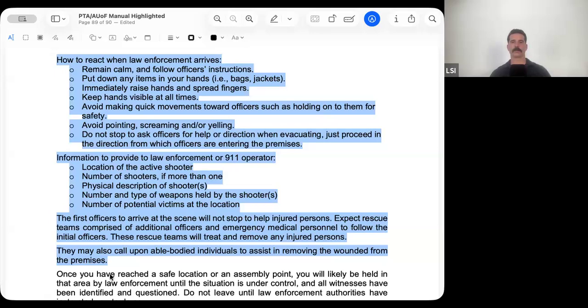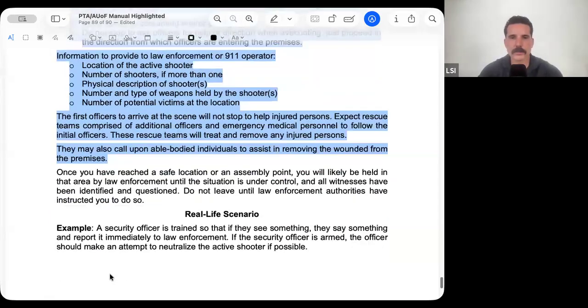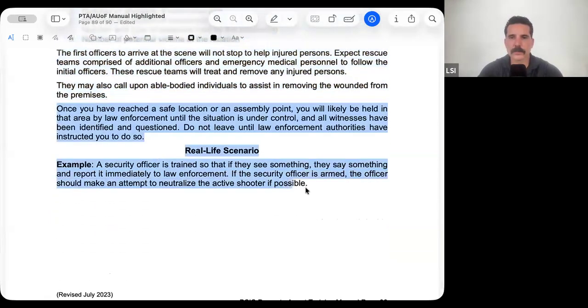The first officers to arrive at the scene will not stop to help injured persons. Expect rescue teams comprised of additional officers and emergency medical personnel to follow the initial officers. These rescue teams will treat and remove any injured persons. They may also call upon able-bodied individuals to assist in removing the wounded from the premises. And it continues.